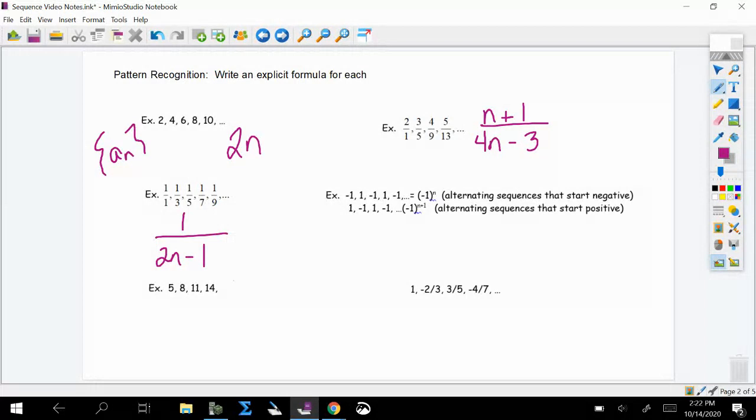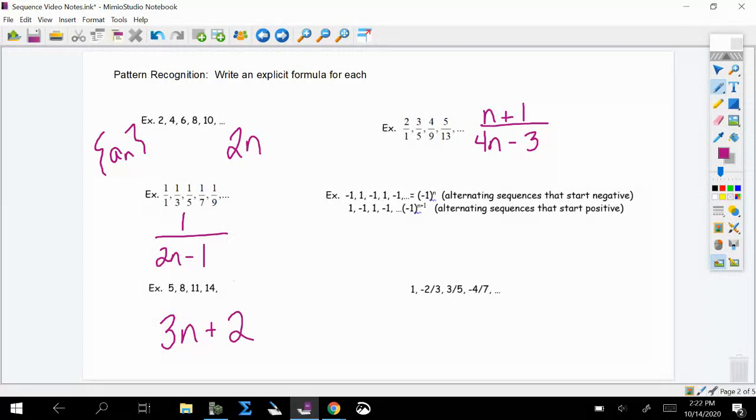The next one, this one is going up by 3 every time. So this is going to be a 3n. But then it's not starting at 3, it's starting at 5. So to adjust for that, we're going to do a +2. And these are nice because you can also check and see if I put a 1 in, do I get the right first term? If I put a 2 in, do I get the right second term?